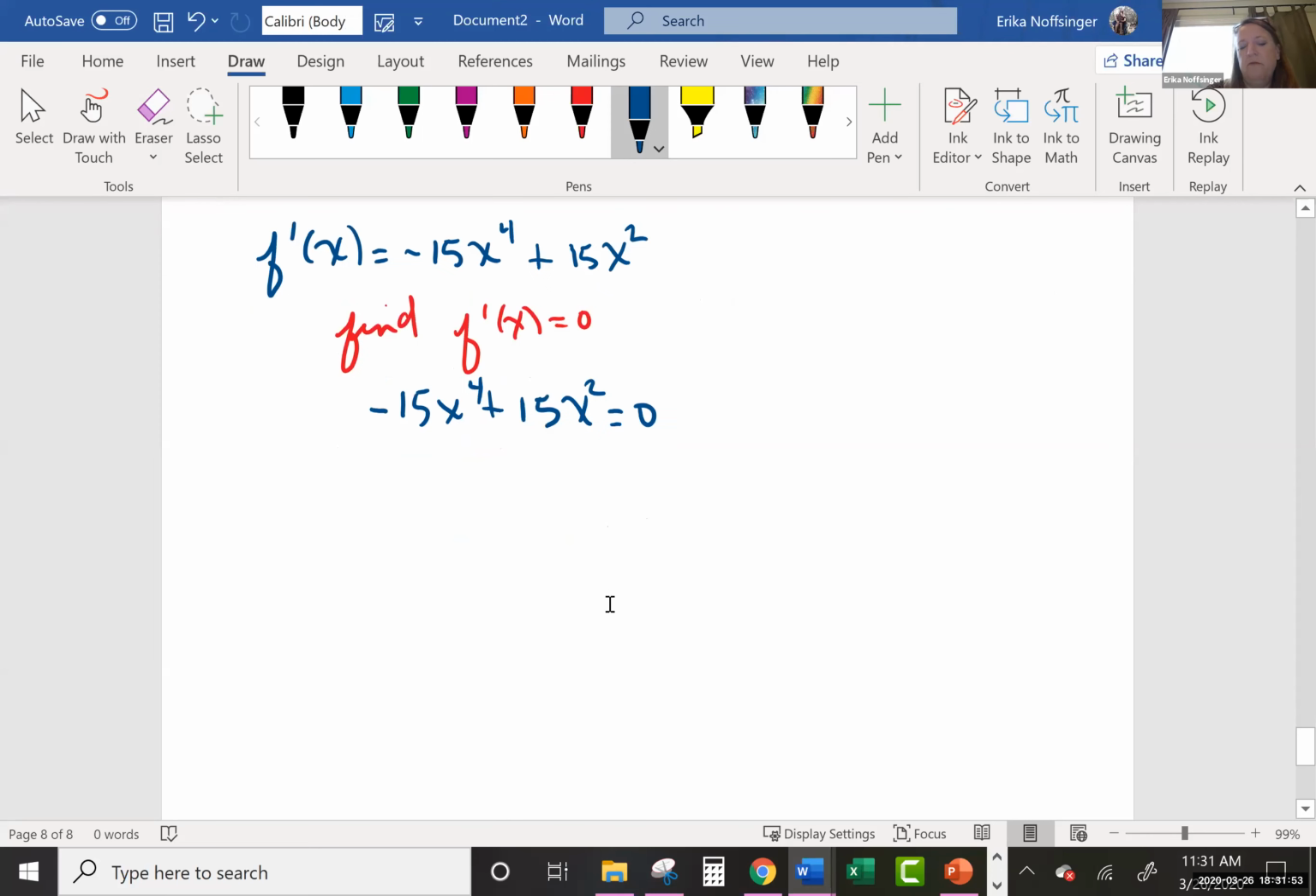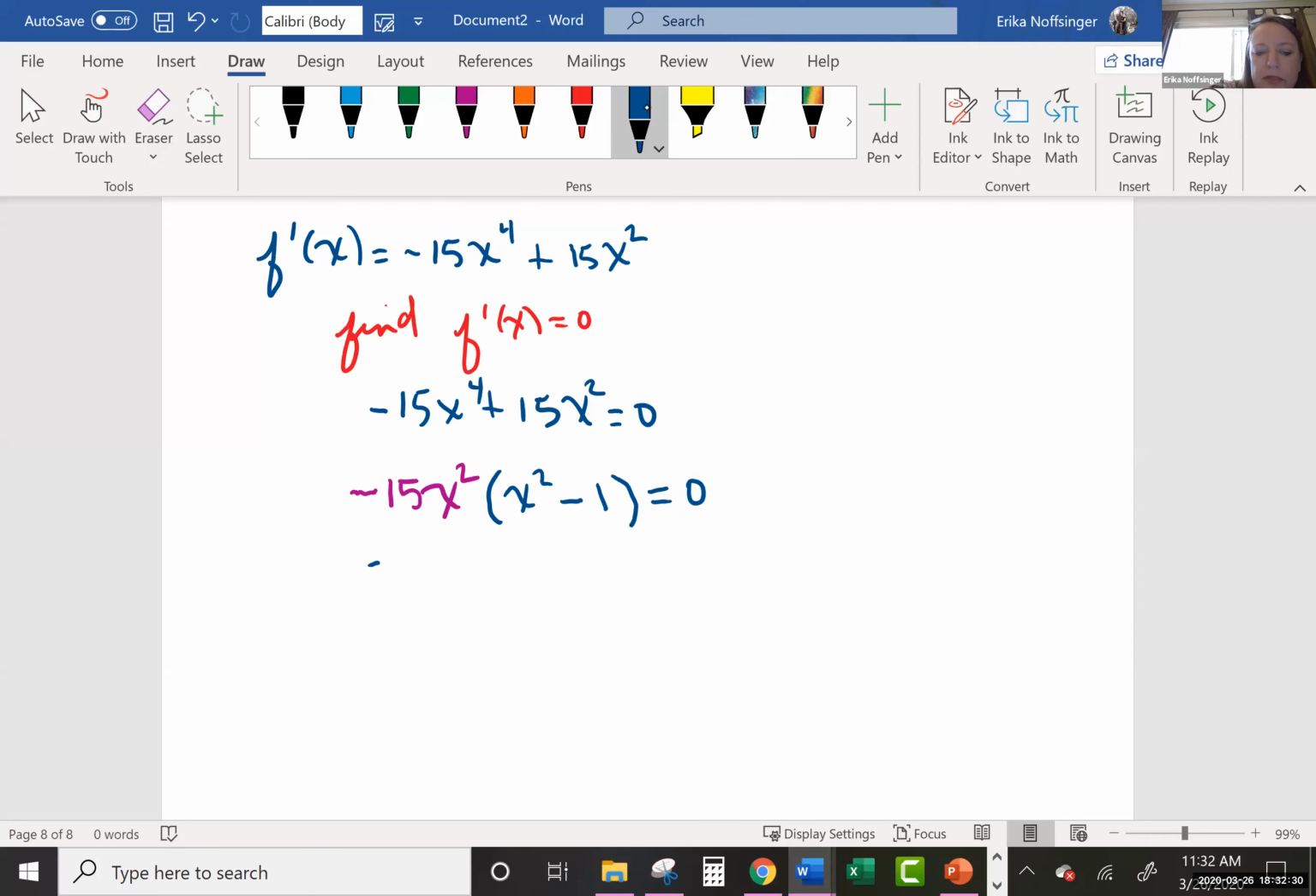So to solve for when this is 0, I'm going to factor. So notice that both of these two terms have a 15 in common and both of them have an x squared in common. So let's pull out actually a negative 15x squared. So if I pull out a negative 15x squared, the first term would be left with just an x squared minus, and if I pull out a negative 15x squared from that second term, I'm left with a 1 equals 0.